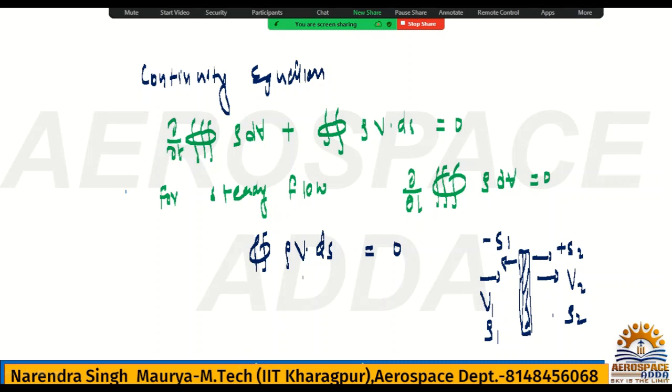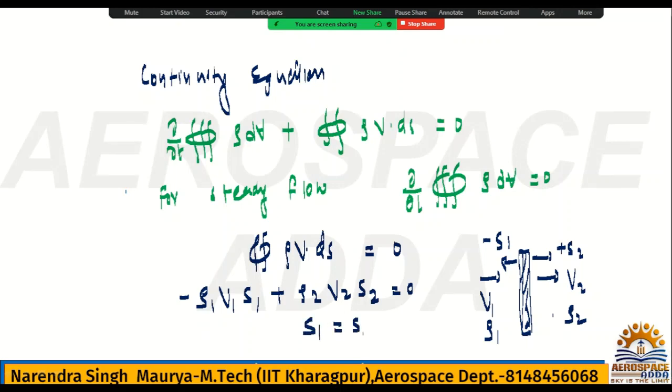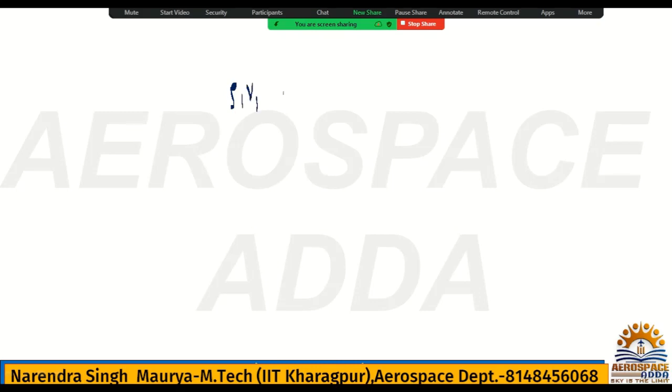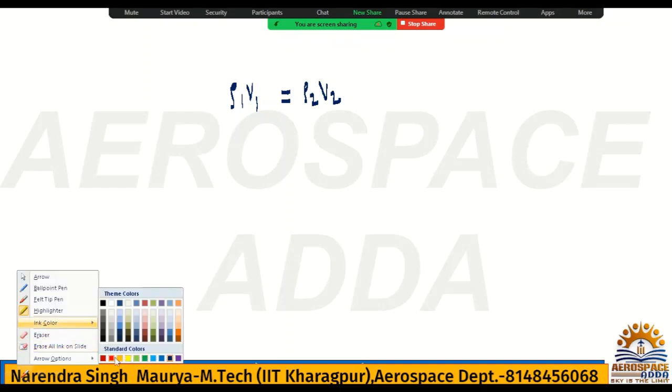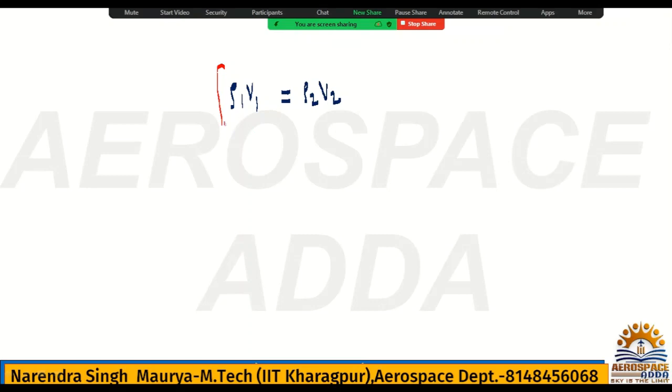So now if you write the equation, you will have rho 1, v1, s1, where s1 is the area, with a minus 1 sign, and because the other area is along the direction of the flow, it is rho 2, v2 and s2. This is equal to 0. As you know, area s1 is equal to s2, the area is constant on both sides. So it is nothing but rho 1 v1 equals rho 2 v2. This is the continuity equation you need to remember, the continuity equation across the normal shock.